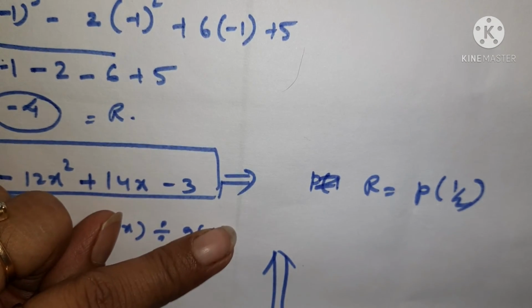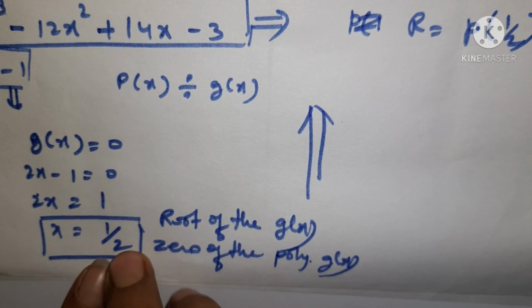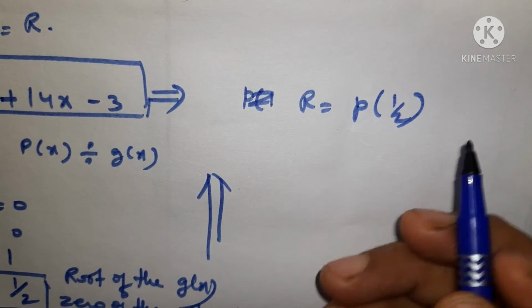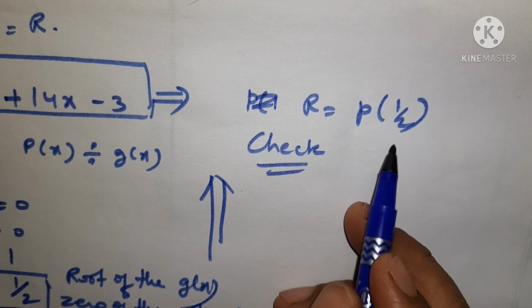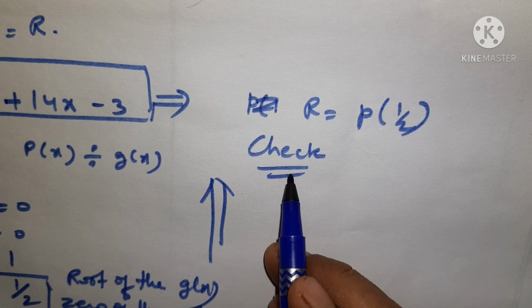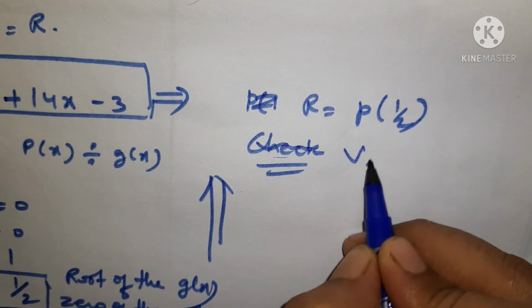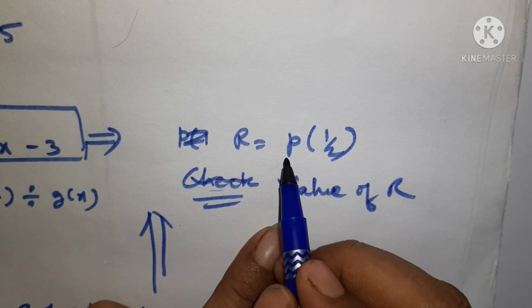Why half? Because half is the root here. Half is the zero here. So we will get the remainder as P(1/2). Let us check whether it is giving the remainder or not. Let's find the value of the remainder. This is how you are going to get the remainder.